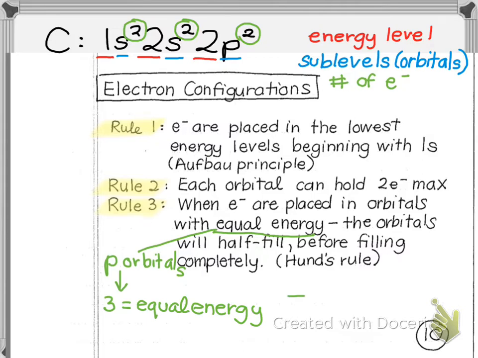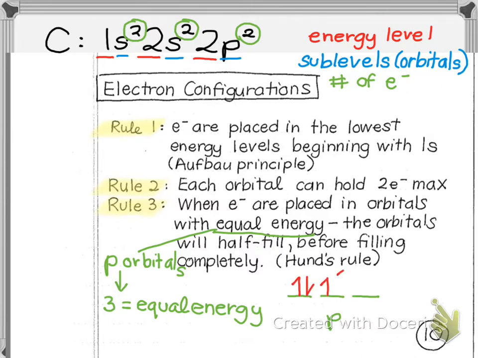So if I draw lines for my orbitals, let's say these are the p orbitals, and I'll draw a little arrow as an electron. If I had 3 electrons, they wouldn't go like this. They wouldn't go 1, 2.